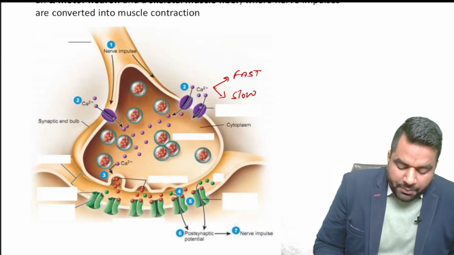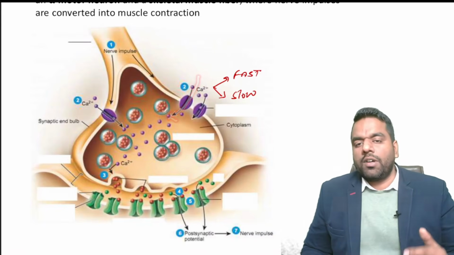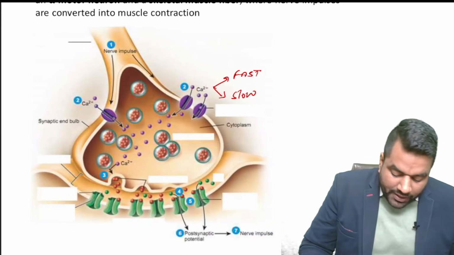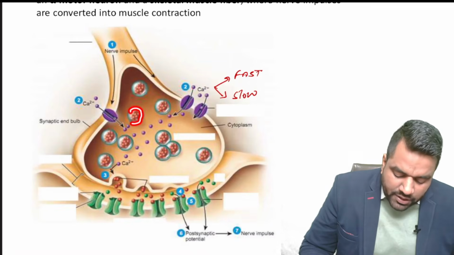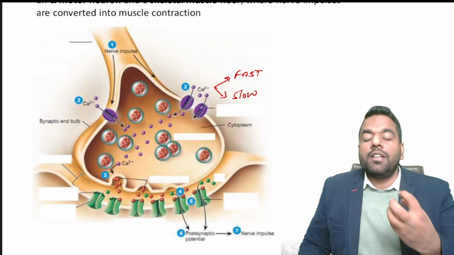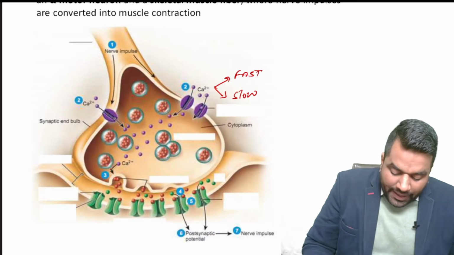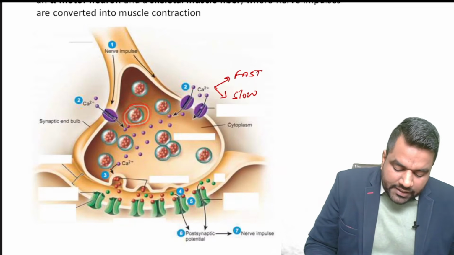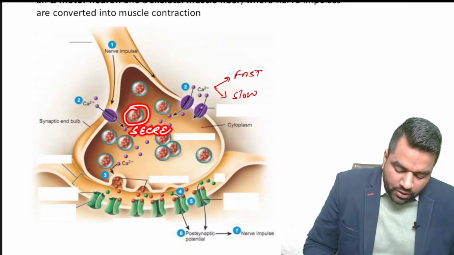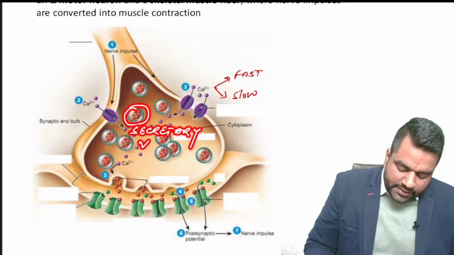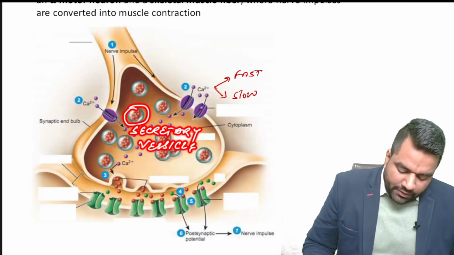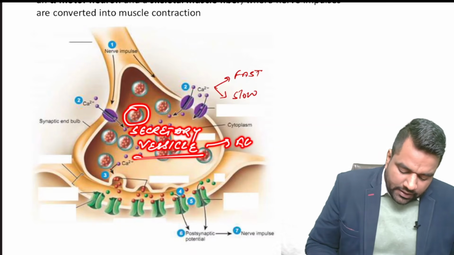Once the calcium channels open, the calcium starts going from outside to inside. We call it calcium influx. You can see over here there are bag-like structures. They contain a chemical inside, which we call acetylcholine. Guys, these bags we call secretory vesicles. What do we call this? Secretory vesicles. These secretory vesicles contain the acetylcholine.